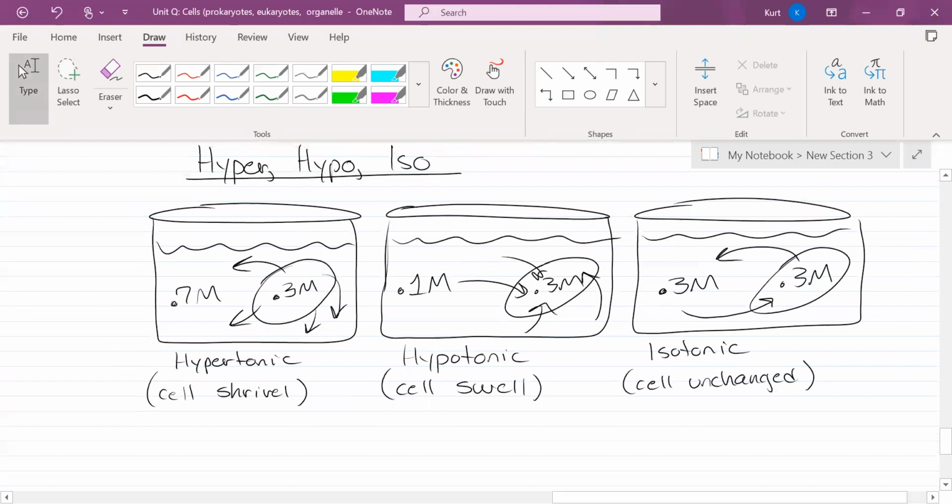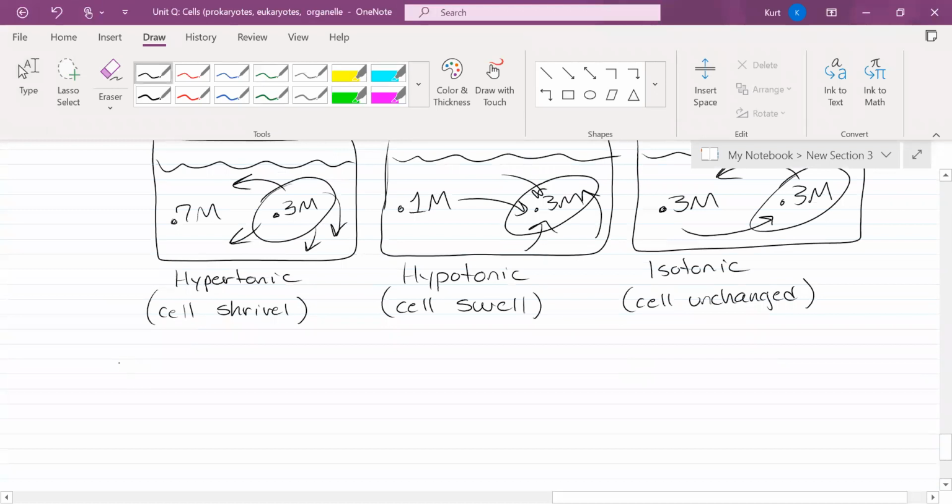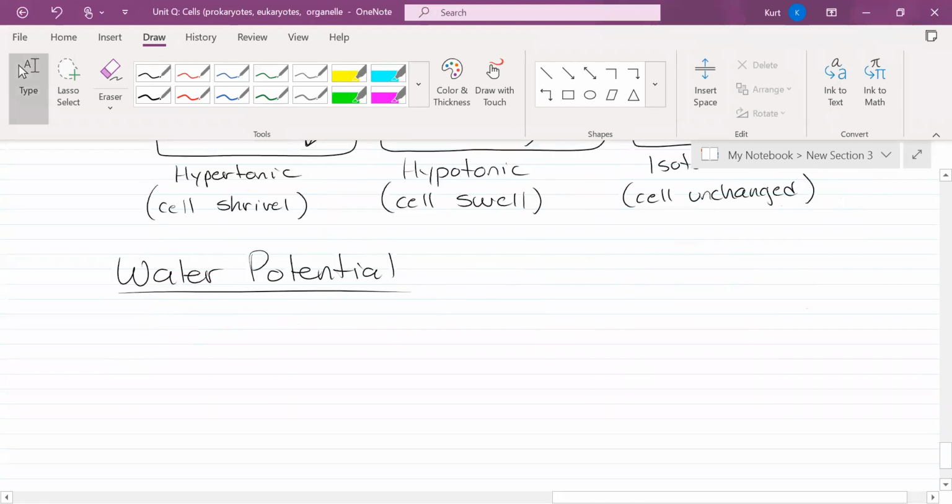All right, we have a few more topics. We have a few more minutes. The next thing I want to talk about is water potential. You guys have this equation on your AP Bio formula sheet that you'll get during the exam. The equation is this. Water potential equals solute potential plus pressure potential. This is water potential. I'm going to try to pick up the pace here. We're running low on time.